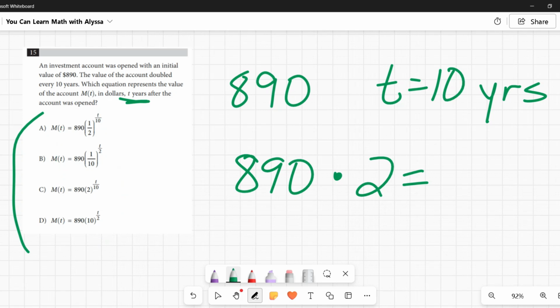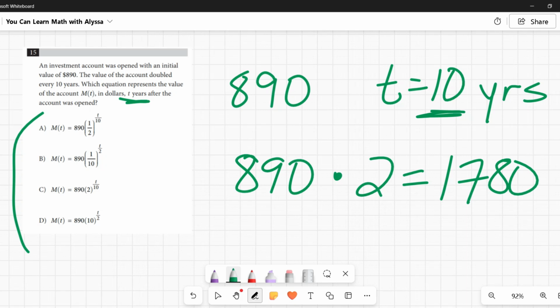We just have to know which of these equations, if I plug 10 in and I do the math, am I going to get the same thing as if I just do this math, 890 times 2. And 890 times 2 is 1780. Let me just double check that math in my head. Yes, 1,780. So just 890 times 2.